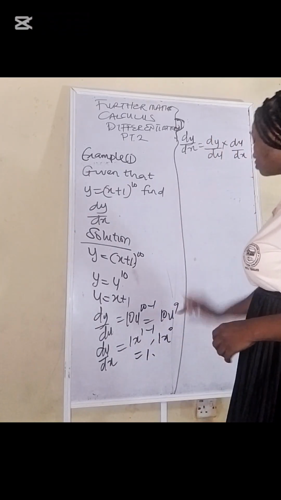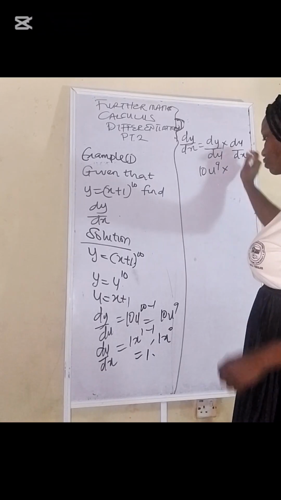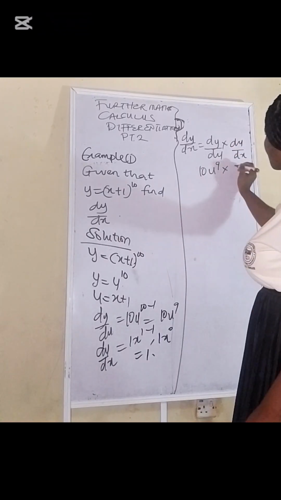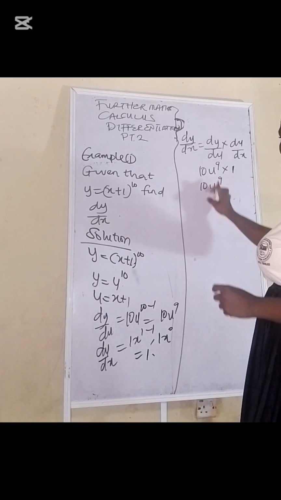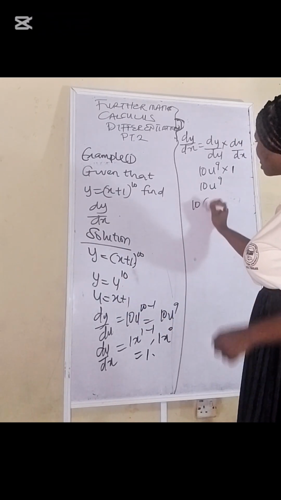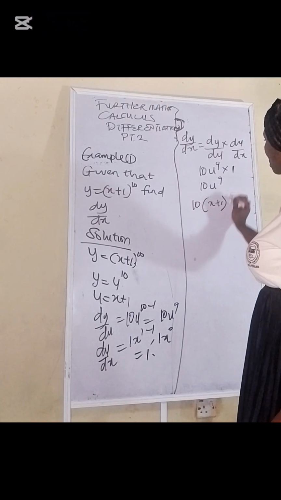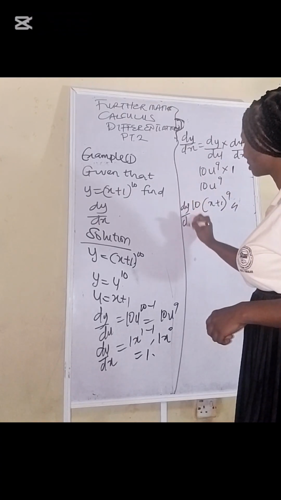So what's our dy/du? That will be 10u raised to power 9, times du/dx, which is 1. So we have 10u raised to power 9. What is our u? Our u is x plus 1. So we just say 10(x + 1) raised to power 9. Simple. This is our dy/dx.